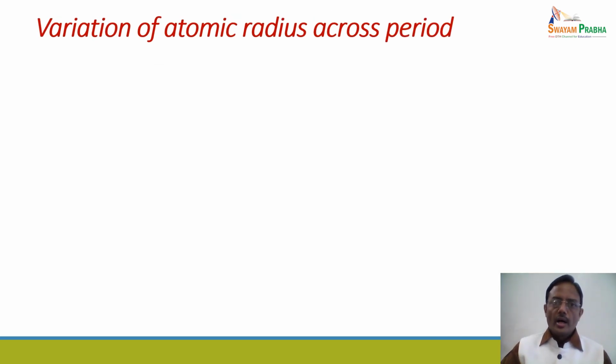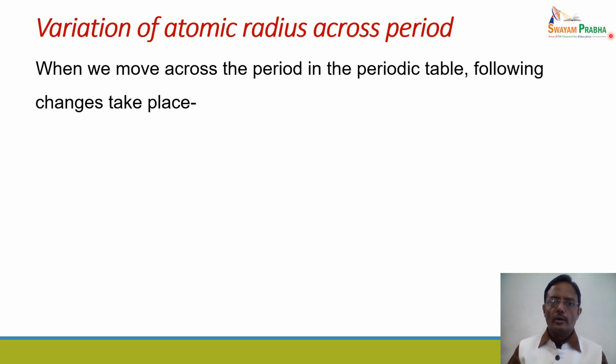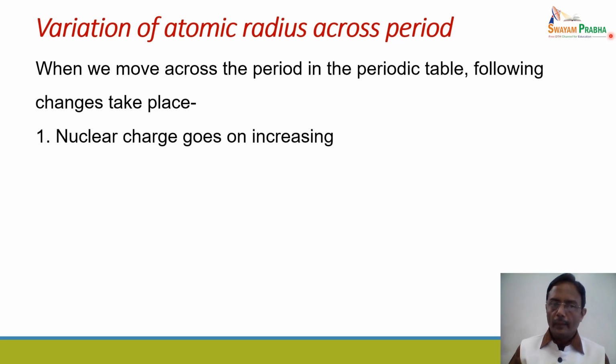Now let us see how the atomic radius varies in the periodic table across the horizontal period and down the group. So first, let us see the variation of atomic radius across a period from left to right. When we move from left to right in a periodic table, there are certain variations which take place. The first variation is that nuclear charge goes on increasing because for every next element the atomic number increases.